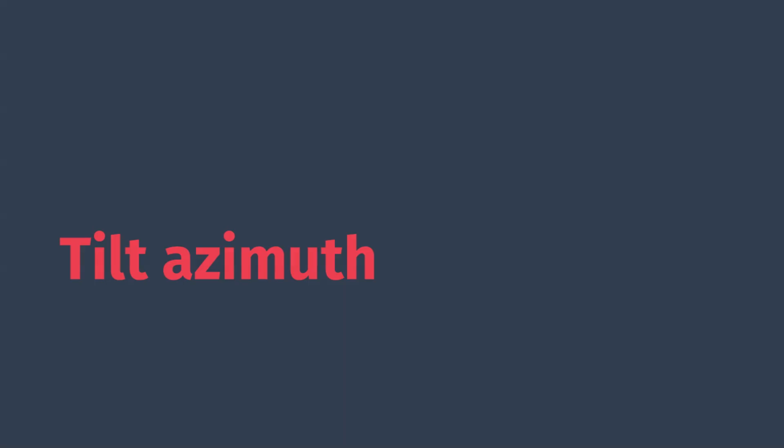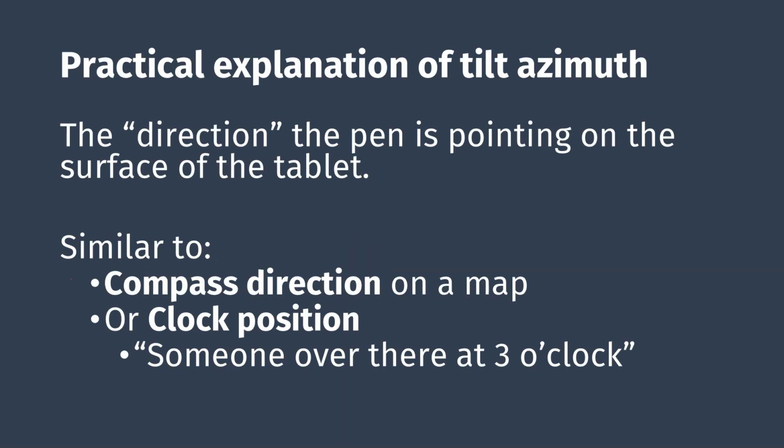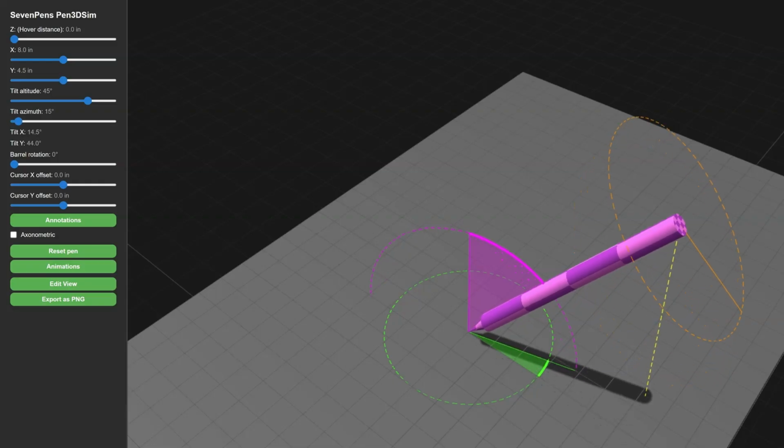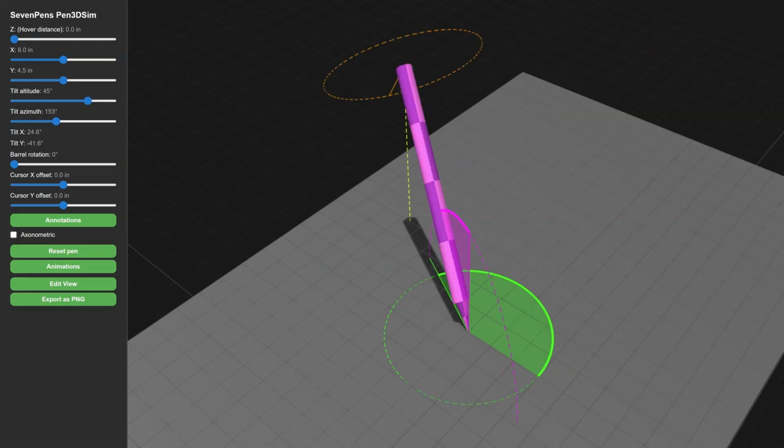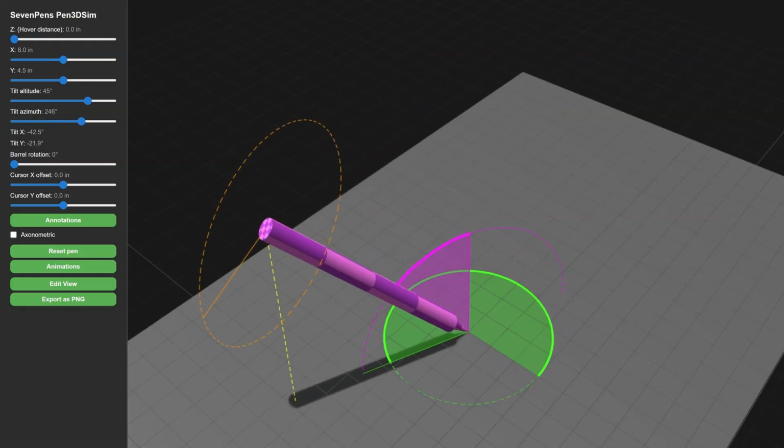Now let's take a look at tilt azimuth. The practical explanation of azimuth is that it's like the compass direction on a map. Effectively, it's an angle that describes whether you're going north, south, east, or west, etc. Or you could think about it as a clock. You know, some people use clock hands to tell the direction of something. So they might say that there's somebody standing at 3 o'clock. These explanations might seem a bit abstract, but as we change the tilt azimuth, the effect is very obvious.